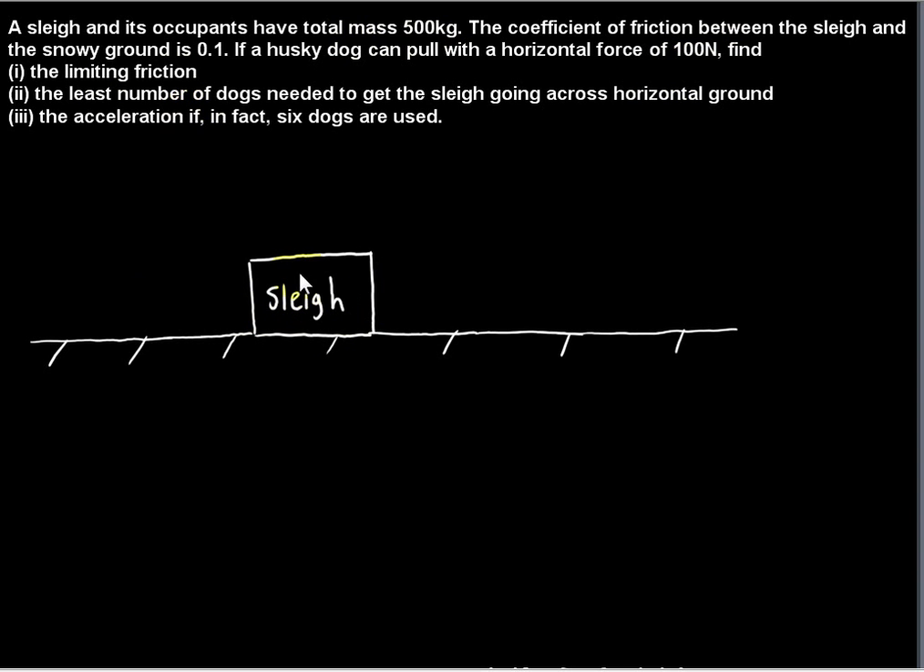Let's suppose that no husky dog is pulling on the sleigh, so the sleigh is sitting here at rest, which means that its acceleration is 0. Let's look at the forces acting on this sleigh. Well, we have the weight of the sleigh, which is vertically downwards. Its magnitude is the mass of the sleigh and its occupants, which is 500 kilograms, times the acceleration due to Earth's gravity, g.